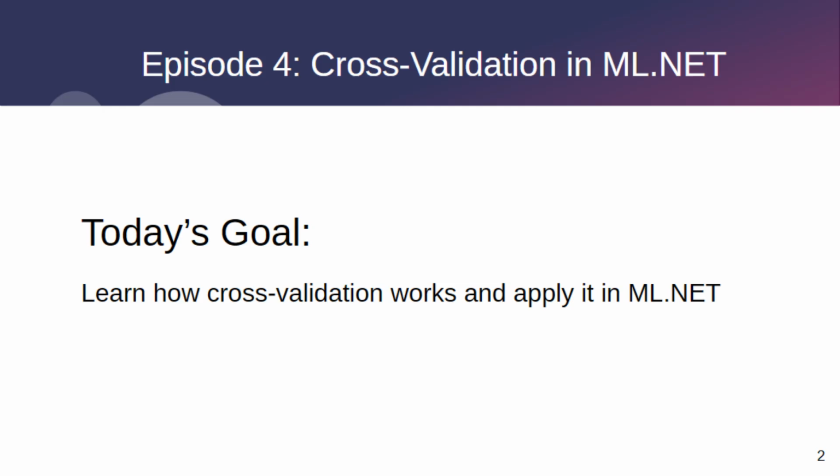Instead of training on one big chunk and testing on another, we split the data into multiple small folds, train multiple models, and average the results. This gives us a much stronger and more realistic estimate of accuracy. In this episode, I'll show you exactly how cross-validation works in ML.NET, why you should use it, and how it makes your models more robust before you deploy anything into production. So let us dive in and improve the quality of our predictions.